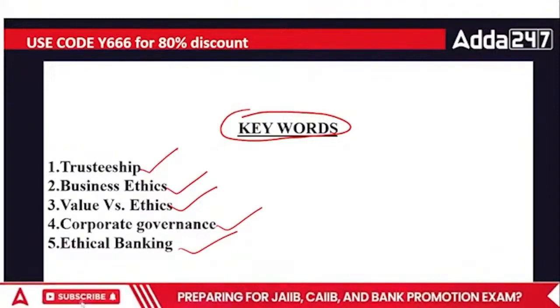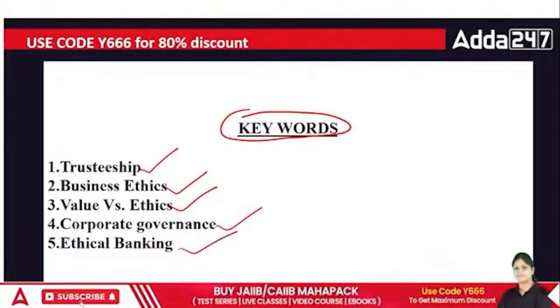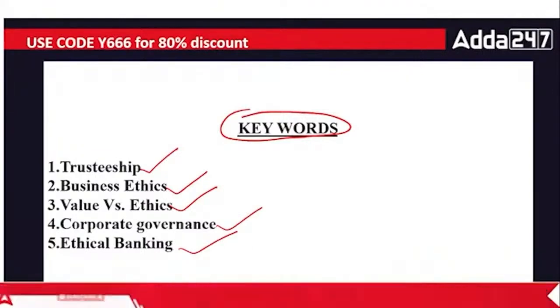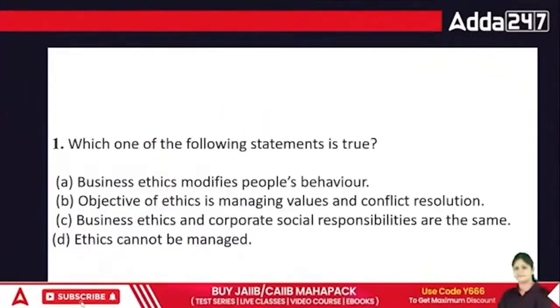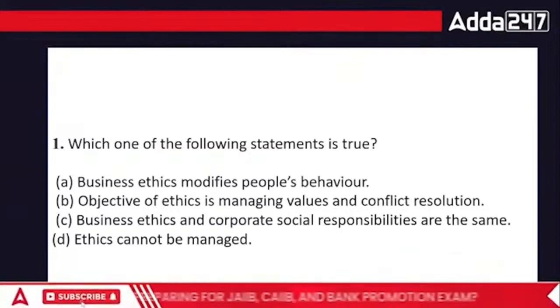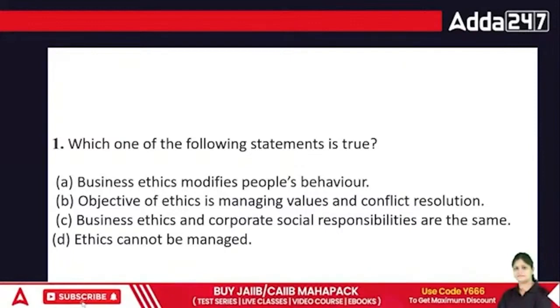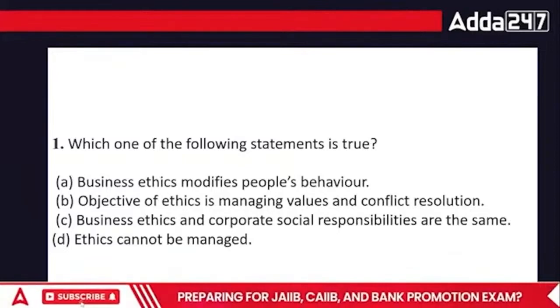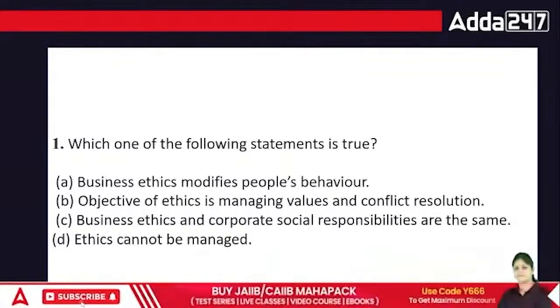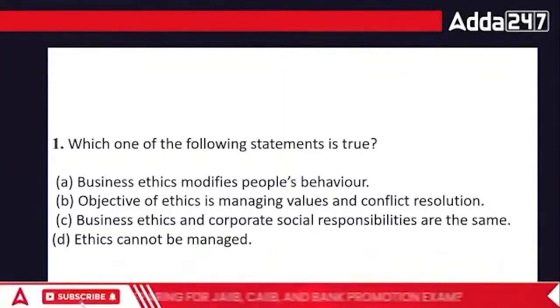Now the first question is, which one of the following statements is true? The question is from business ethics. A, business ethics modifies people's behavior. B, the objective of ethics is managing value and conflict resolution. C, business ethics and corporate social responsibility are the same and ethics cannot be managed. So which statement is true?